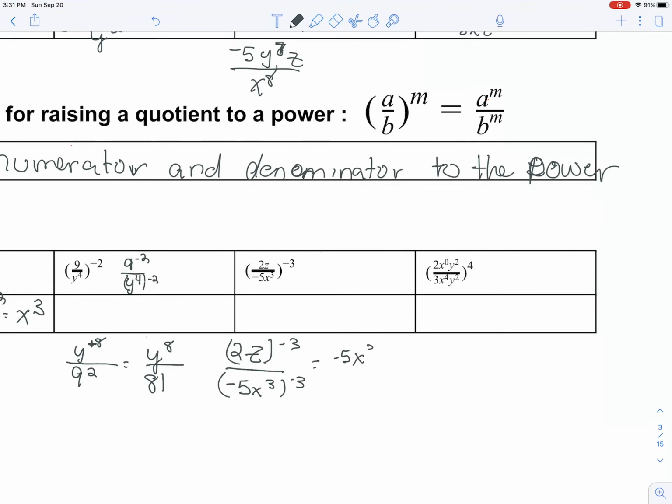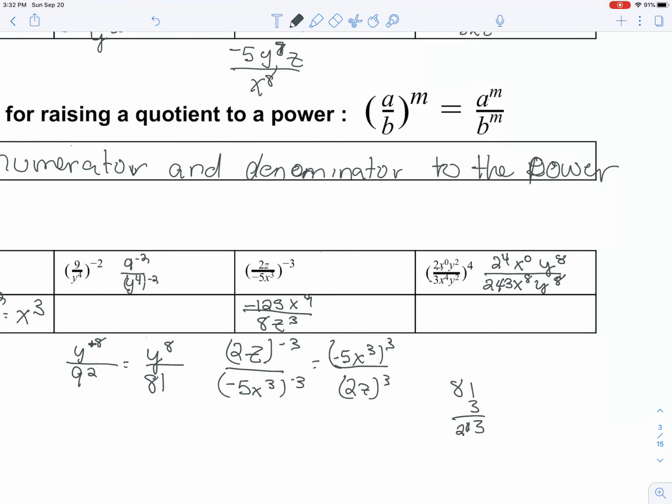And the last one, that's going to be 2 to the 4th, x to the 0, because 0 times 4 is still 0, and then y to the 8th, over 3 to the 4th is, I can't remember what 3 to the 4th is. It's 81 times 3, 243. So it's 243 x to the 8th, y to the 8th.